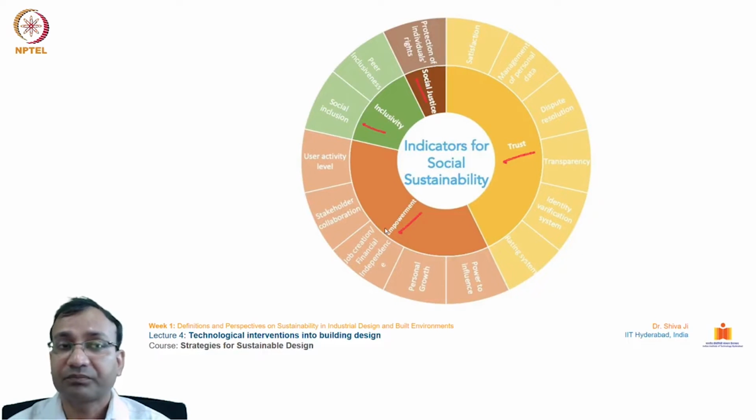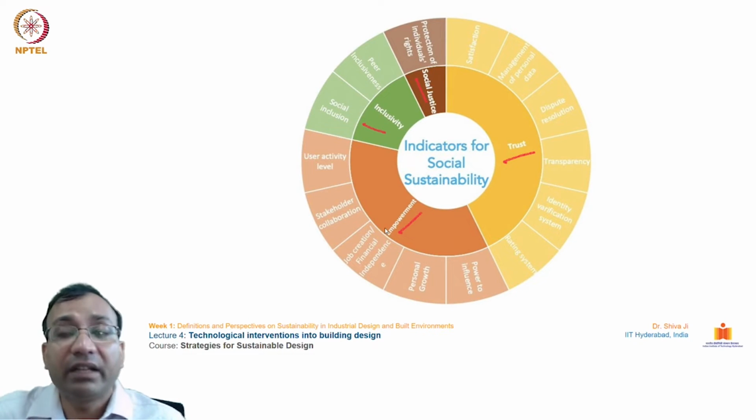Next comes empowerment. How empowerment helps is at the user activity level, the stakeholder collaboration level, job creation, financial independence level, personal growth level, and power to influence level. All of these values have the ability to empower, for the benefit of the overall society. If somebody wants to make economic progress, or improve their education, or improve their health, these are the values where one feels empowered. So empowerment is a very important and integral factor for social sustainability.